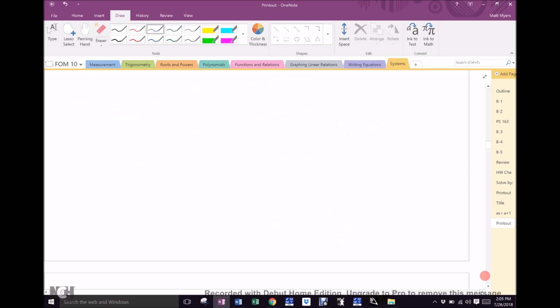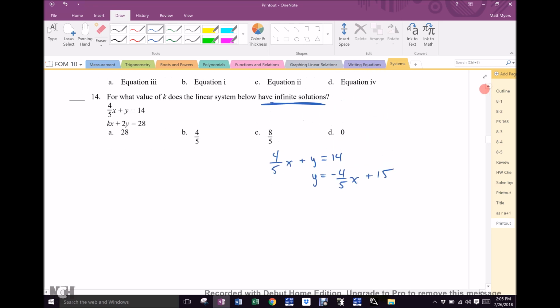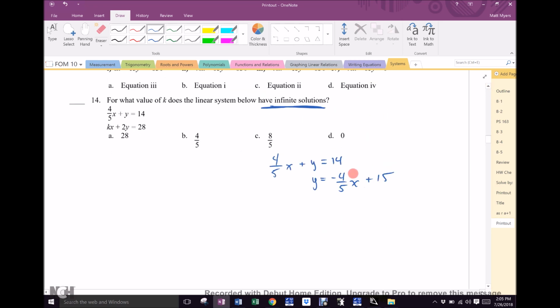So the other line has to be exactly the same as that. So I have kx plus 2y equals 28. Put that in slope-intercept form. 2y equals -kx plus 28. Divide by 2. This was 14. y equals -k over 2x plus 14.